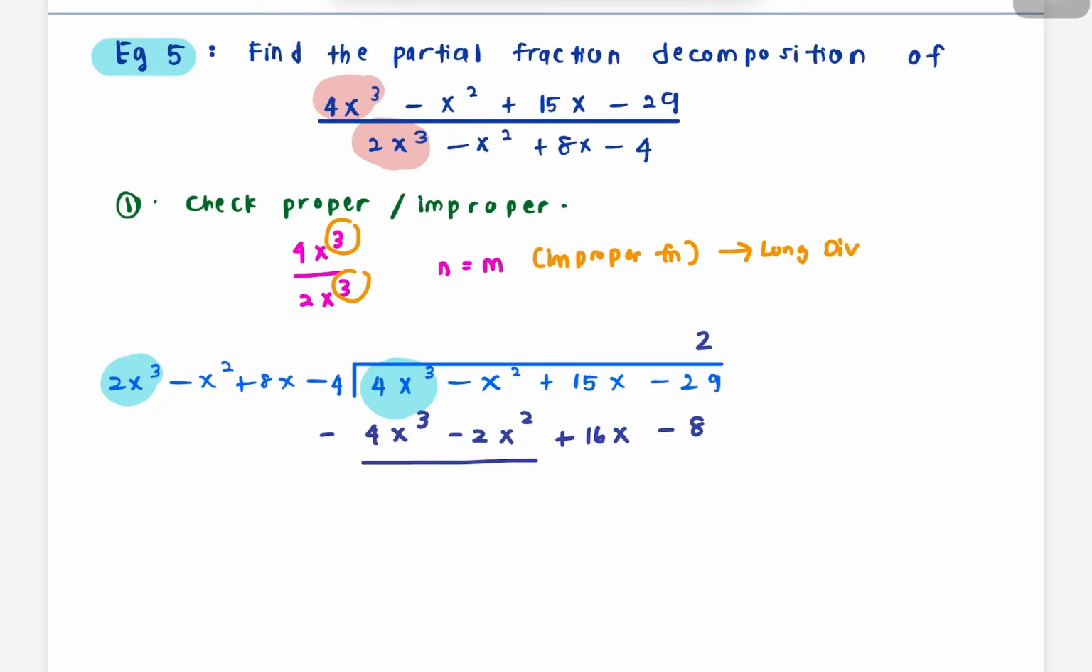And then subtract. So you have 4x cubed minus 4x cubed, which is 0. Negative x squared minus negative 2x squared is x squared. Then 15x minus 16x is minus x. Negative 29 minus negative 8 is negative 21.